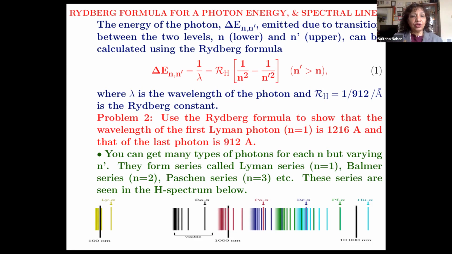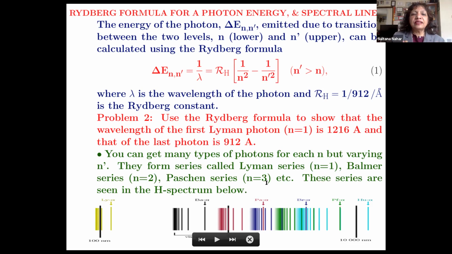So you know what to expect when you see an object in space, and if you see photons coming in and you detect them, you can tell that this is hydrogen and these are Lyman photons or Balmer photons. You can get many types of photons for each n, that means lower level, but varying n prime. So the upper level can be different, and they form different kinds of series. The first one is called the Lyman series, when the lower level is 1, the lowest one. Balmer series when the lower level is 2, and Paschen series when the lower level is 3.